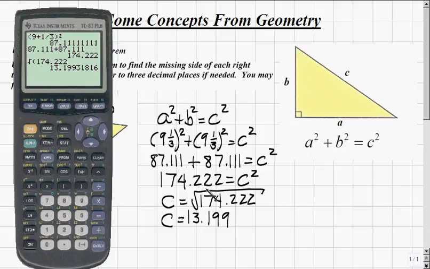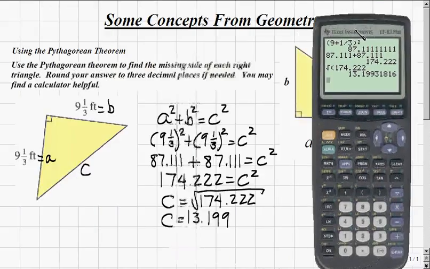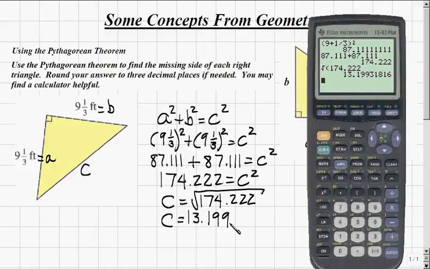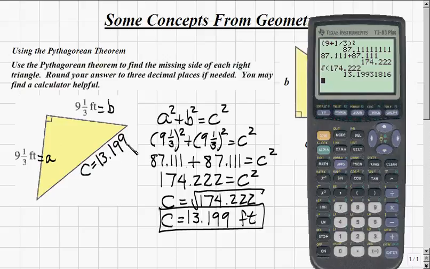We say approximately because we're only rounding our answer to 3 decimal places. If we used more decimal places, that squared would be a more precise answer to 174.222. However, c equals 13.199 is the answer to our problem. So this third side would have to be 13.199 feet. And we'll label that not only as our answer here, but for our hypotenuse, c would have to be 13.199 feet. And that's our final answer.